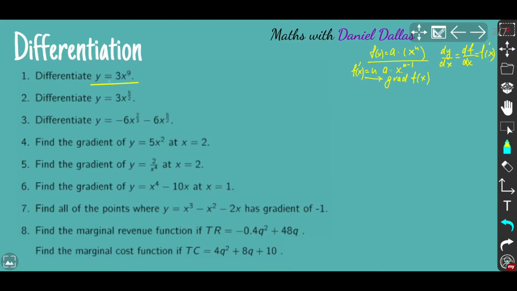And we've got to go through that. In the first derivative, 9 goes before, so it's going to be 27 in total, and you diminish the power by 1, so it's going to be x to the power 8. Let's go to the next one.